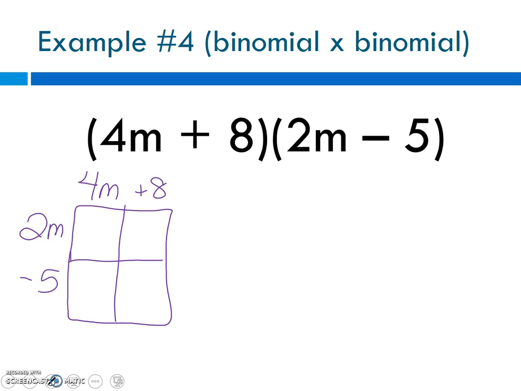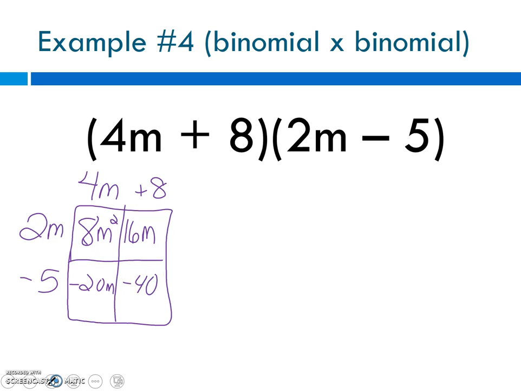And what you're going to do is fill in the boxes with whatever the product is. So for example, this top left one, I'm going to do 2 times 4 to get 8, and then m times m is m squared. Then I'm going to move to the next box, and I'm going to do the product of 8 and 2m. Well, 8 times 2 is 16, and I only have 1m. 4 times negative 5 is negative 20, and I only have the 1m. And then negative 5 times 8 is a negative 40. Be careful with those signs.